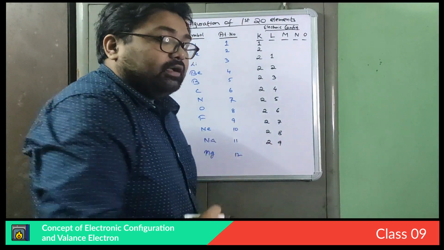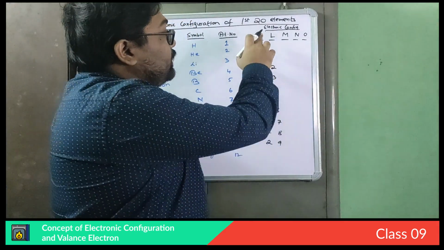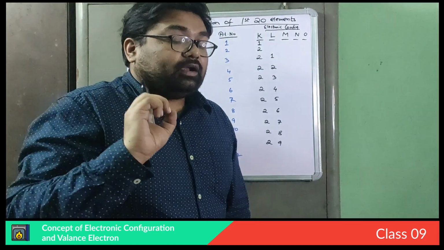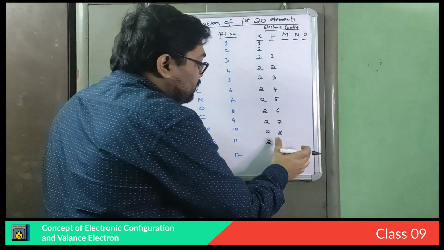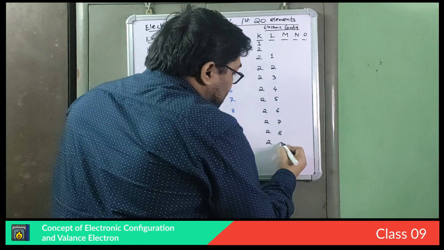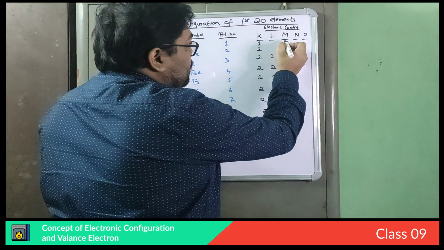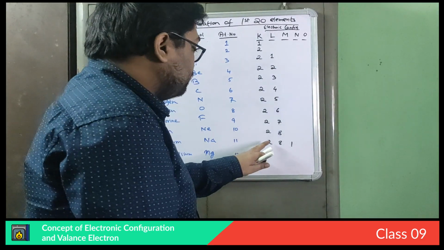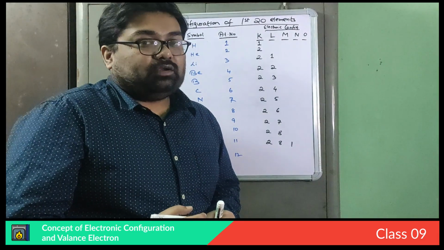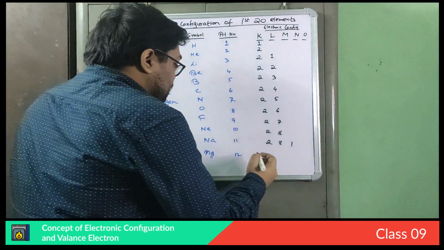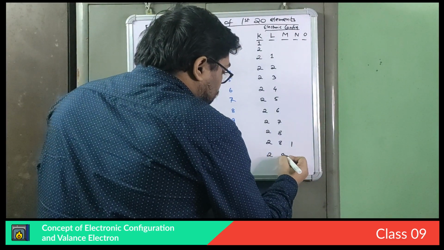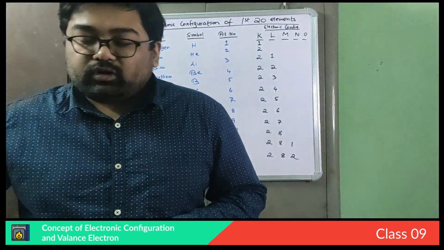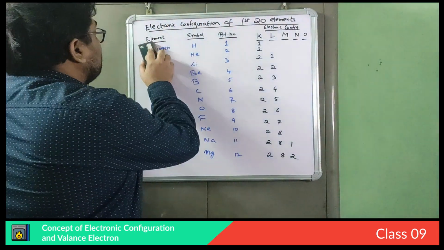Here I have written 9 electrons. So it is not possible for the L shell to accommodate a total of 9 electrons. So what I have to do is put 8 electrons here and the remaining 1 electron in the M shell. So the electronic configuration for sodium is 2, 8, 1. Understood? Similarly for magnesium, it will be 2, 8, 2.